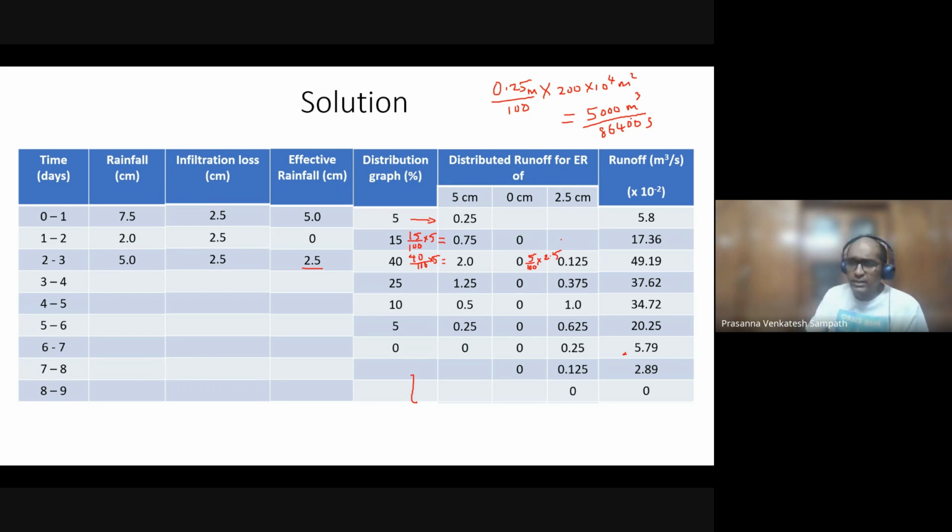So the third row will be 2 plus 0.125, 2.125 centimeters. Convert that to meters, divided by 100 basically, multiplied by the area, you get the volume of runoff, divided by 86,400, you get the average rate of runoff produced on that day, and so on. So that's how you've now figured out the runoff produced by this particular watershed. Okay. Any questions? Any questions at all?